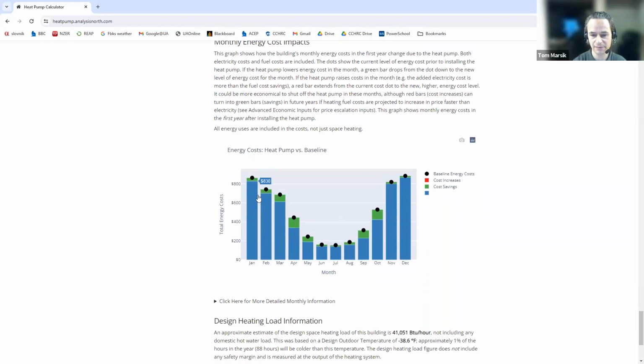Here you can see every month you are saving money. So every month here is in green. So every month the savings in your heating oil are greater than the extra cost you are paying for that extra electricity that the heat pump needs.